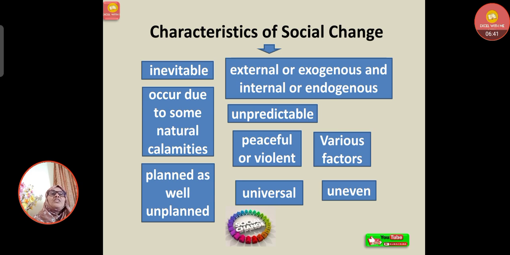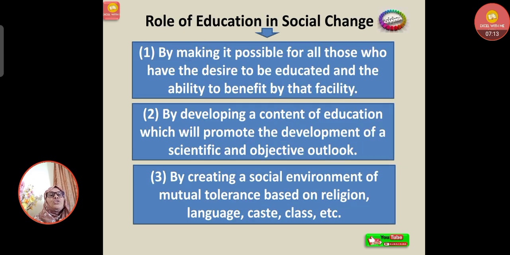Now, various factors play a role in bringing social change. Only one factor cannot be the cause of social change. Then social changes are universal. These are not time and place bounded. Everywhere, any place, any time it can happen. Then the impact of revolution can be positive on one section of the society and negative on the other section of the society. Therefore, it is said that social change is uneven. So, these are the characteristics of social change.